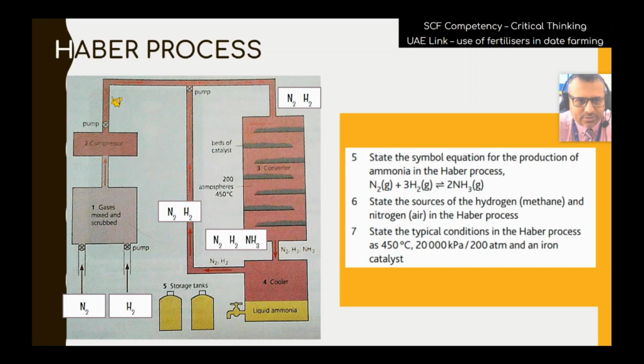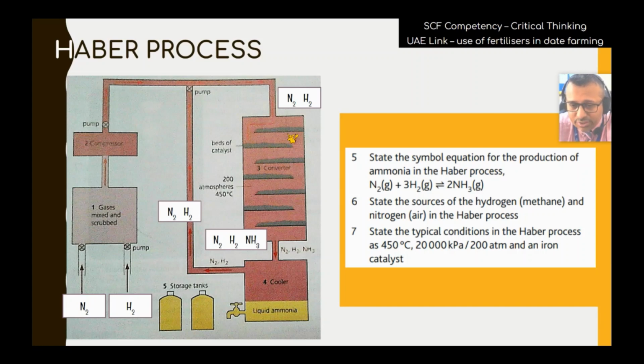You pump the gases so that you rack your pressure up to around 200 atmospheres, and 450 degrees centigrade is what you need to heat it up to. So these gases are compressed, they are pushed all the way through, and then they go like a pinball machine through this long convoluted pathway through the converter. You'll notice that there are some beds here. These beds contain the iron catalyst, and the catalyst allows you to get to the point of equilibrium, the dynamic equilibrium, as quickly as you can.